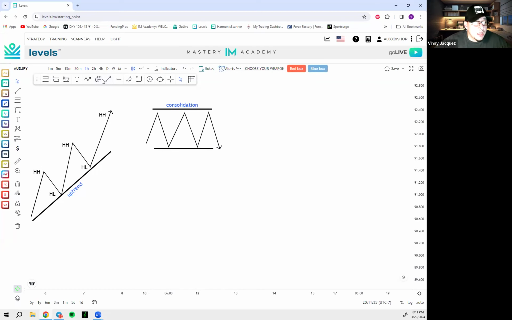Now, the third way market likes to move is in a downtrend, creating lower lows and lower highs. Cool. Lower lows and lower highs. This is going to be considered our downtrend. Awesome.